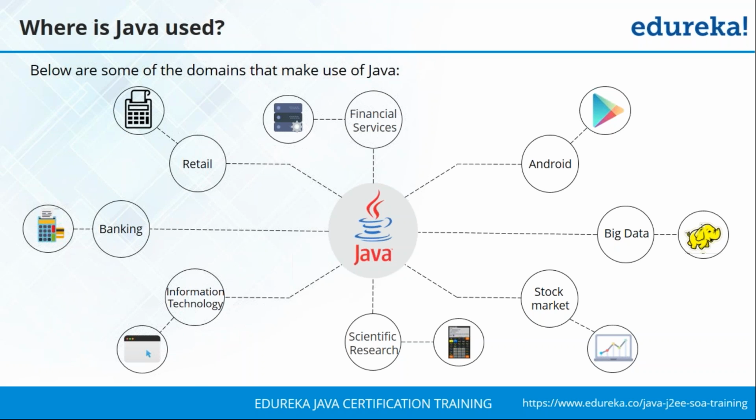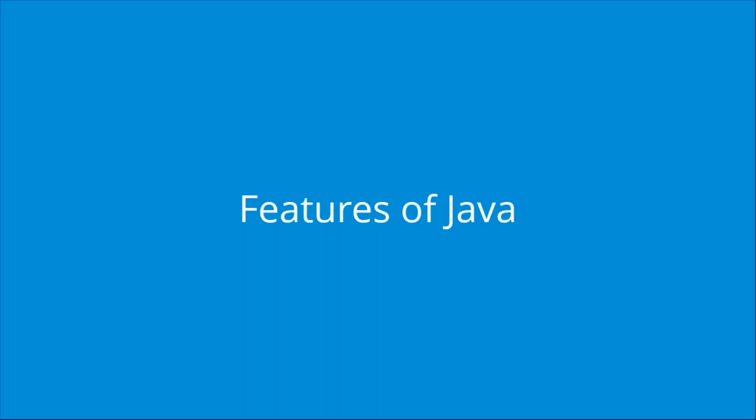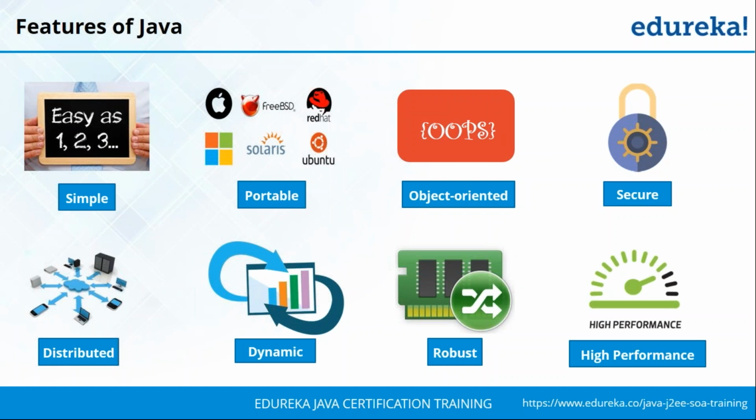Now, moving forward, let's look at some of the key features that made Java one of the most popular programming languages. These are the 8 key features that Java has to offer. These are also referred to as the buzzwords of Java. This is basically because when Java was introduced in 1995, a white paper was written on it. In the white paper, these were the main concepts that were focused on, and that's why they are referred to as the buzzwords of Java. We'll be talking about each of these features one by one.